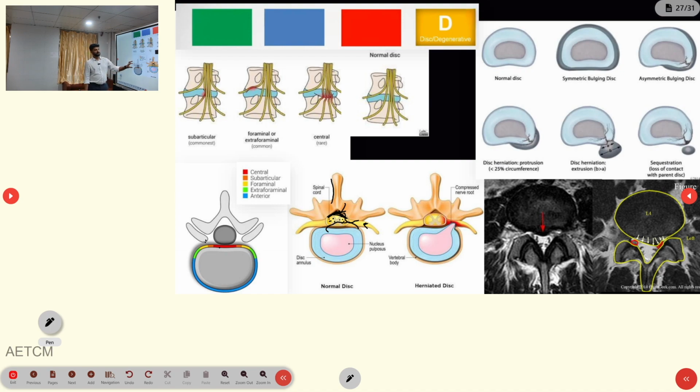Sometimes what happens is the disc will get sequestrated after herniation. This sequestrated piece can go into either of the compartments. It can go here, or into the foraminal zone or extraforaminal zone, causing compressions. But that can be seen well in the MR.